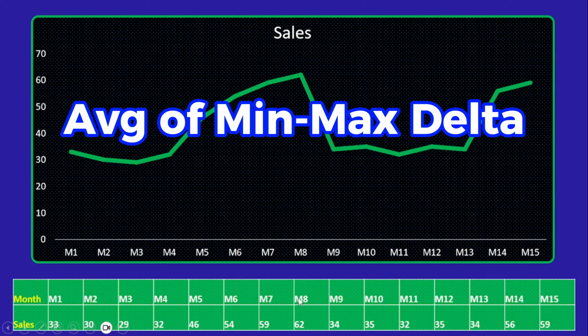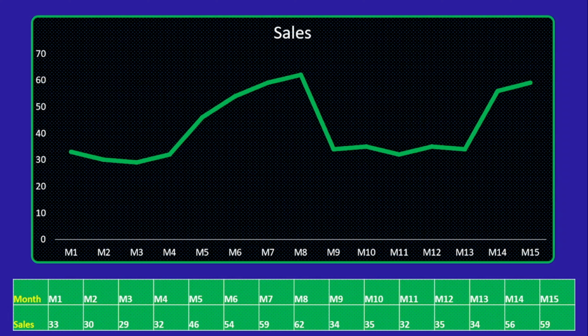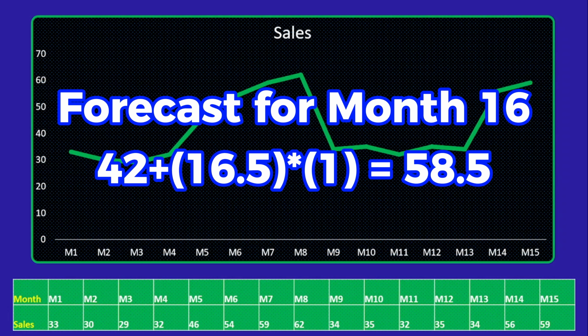The difference between these two values will be 62 minus 29, and then I can take the average. 62 minus 29 divided by 2 gives me 16.5. So my forecast for month 16 would be 42 plus or minus 16.5. Again, this plus or minus is all subjective.